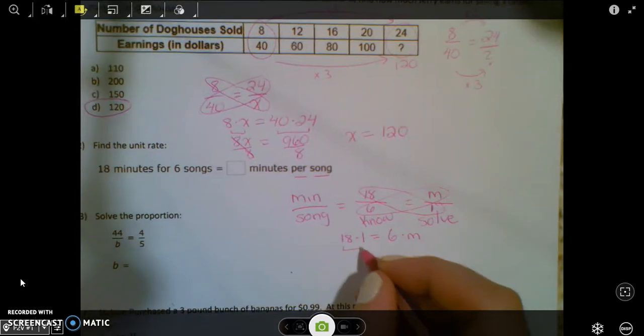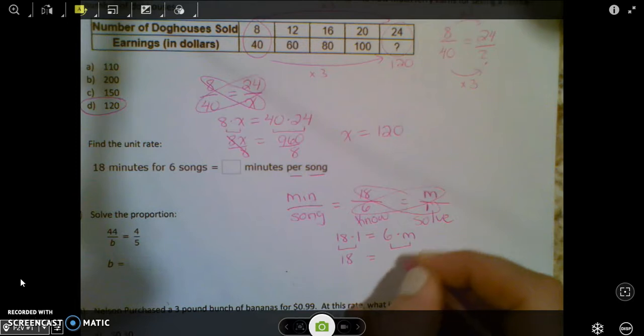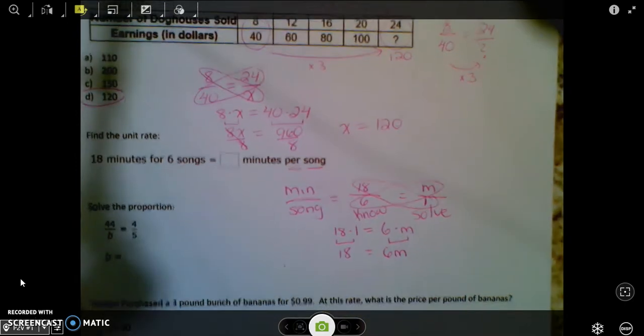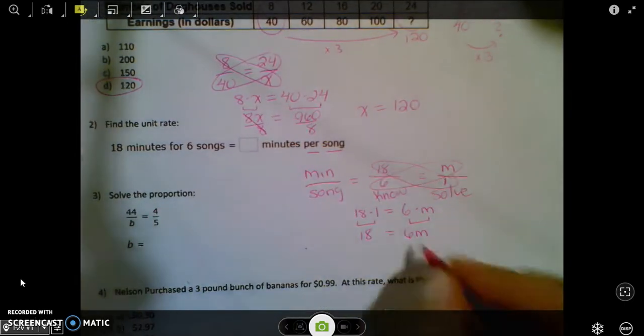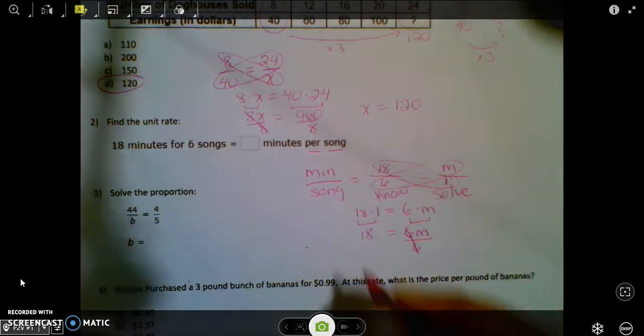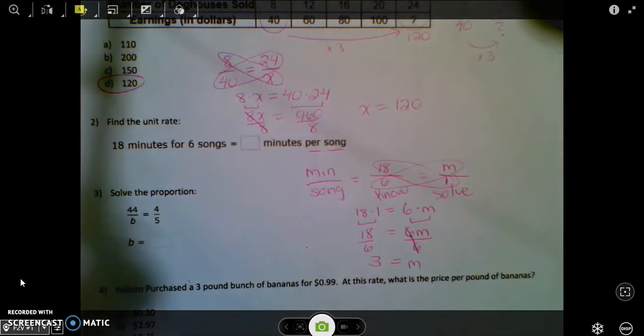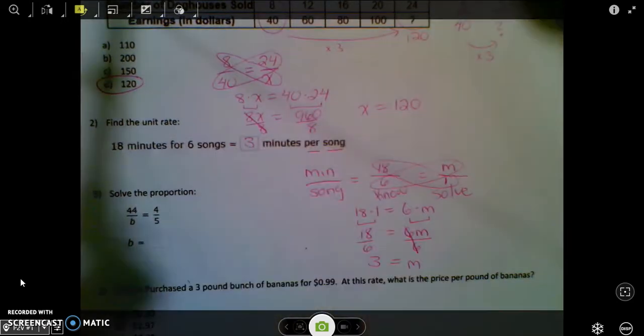So again, this part is pretty simple. 18 times 1 is 18. 6 times m is 6m. To get m by itself to solve for it, you would divide by the number that's in front of it to get it to cancel. So I divide by 6 on both sides, and m is equal to 3. 3 minutes per song. Okay.